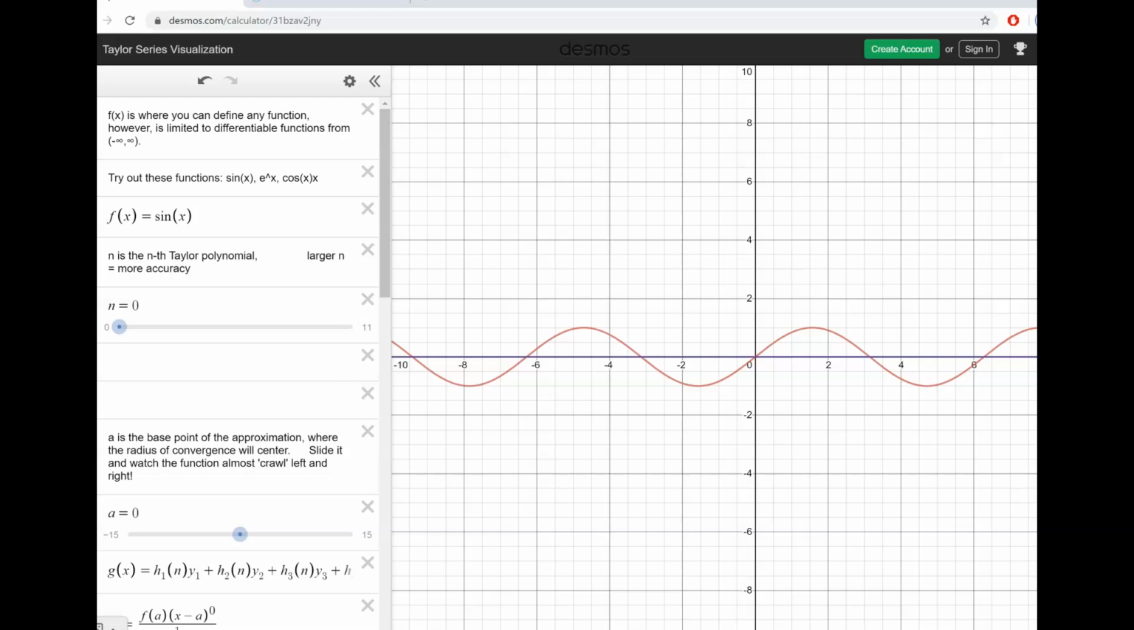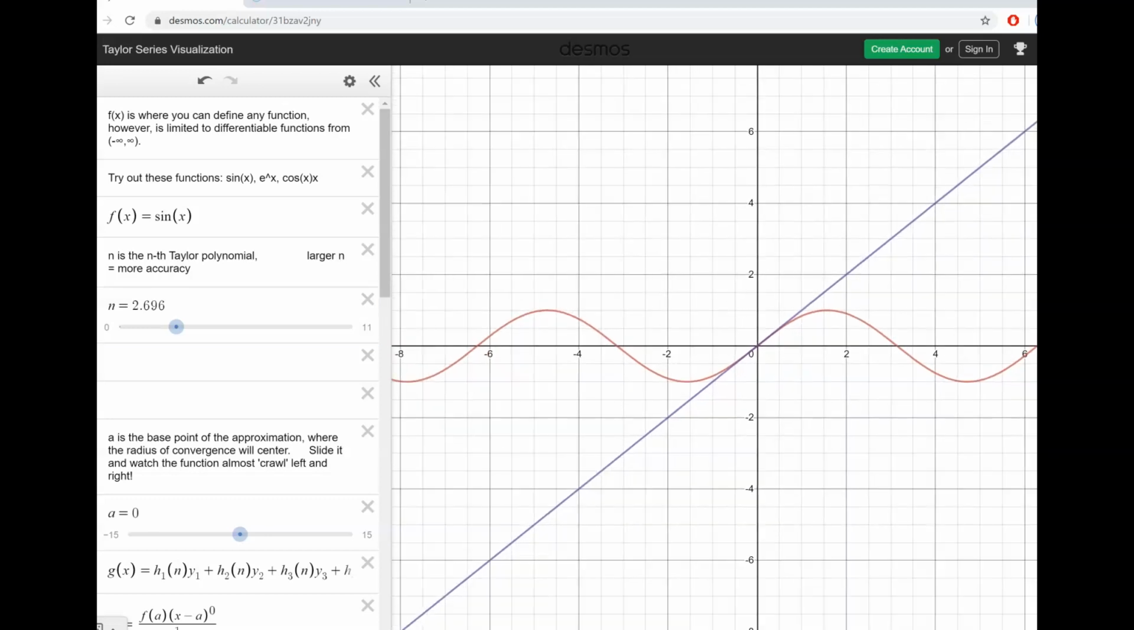And you can see that it doesn't even look like a really good approximation. So let me go ahead and increase this. So it'll increase different values of n. So if it goes to n equals 1, let me stop it right there. You can see that near 0, so this is going to be when a is equal to 0, you can see some sort of approximation.